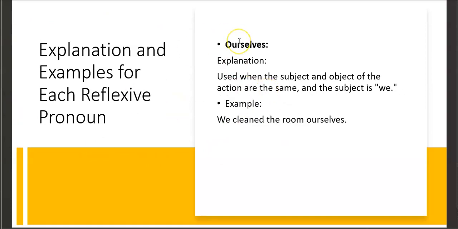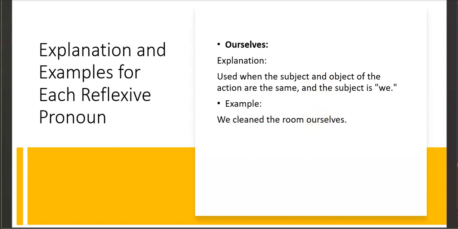Then we have ourselves. When we talk about ourselves, it's used when the subject and the object of the action are the same, and the subject is we. Now this one shows the plural form. This means we are many, and the subject here is we. So we cleaned the room ourselves. It means that we did it. We cleaned the room ourselves. So no one else helped us, but we cleaned this room by ourselves. So don't forget about that.